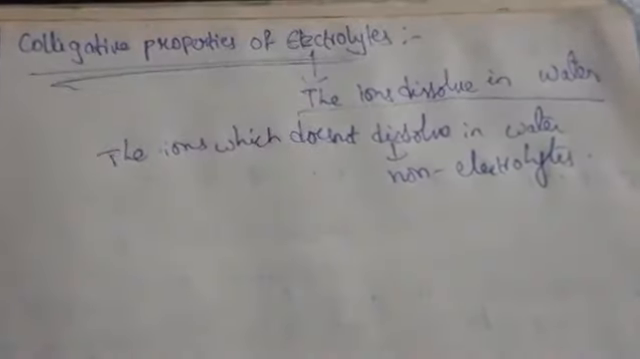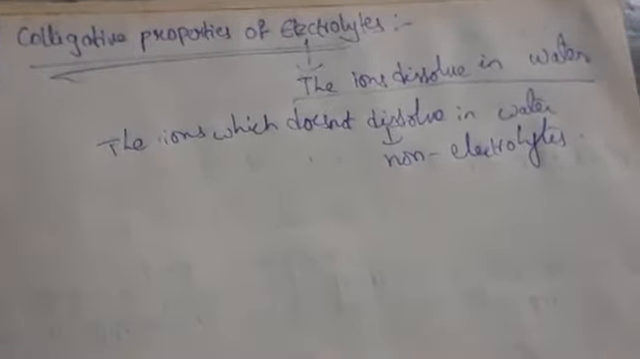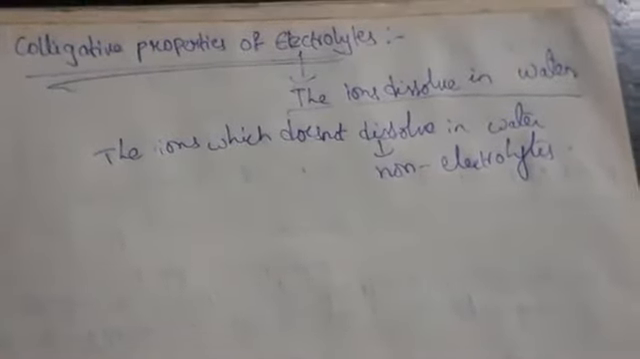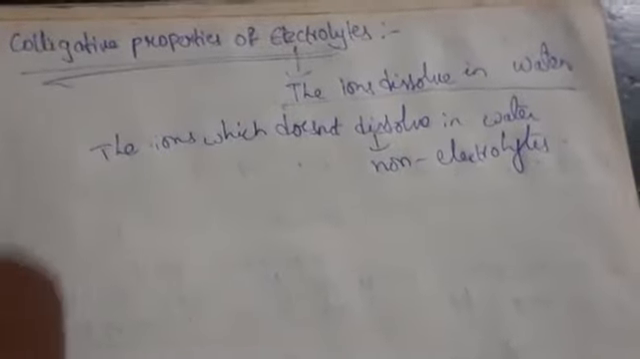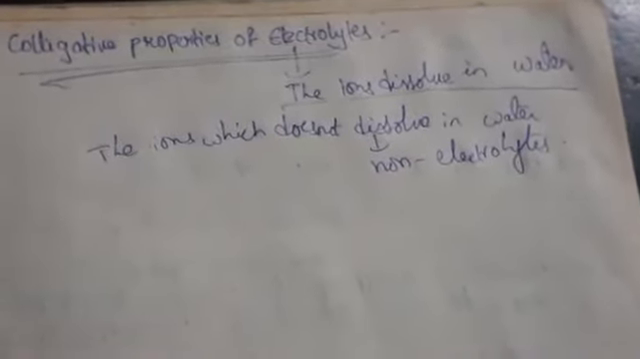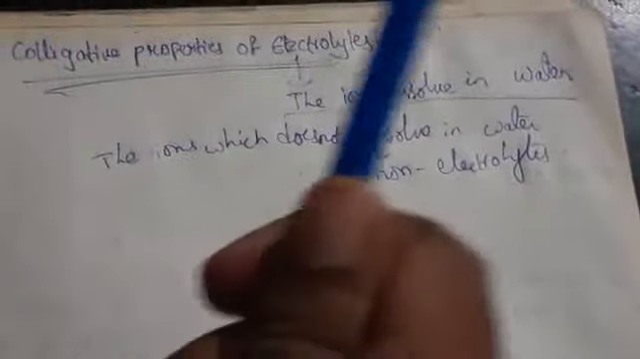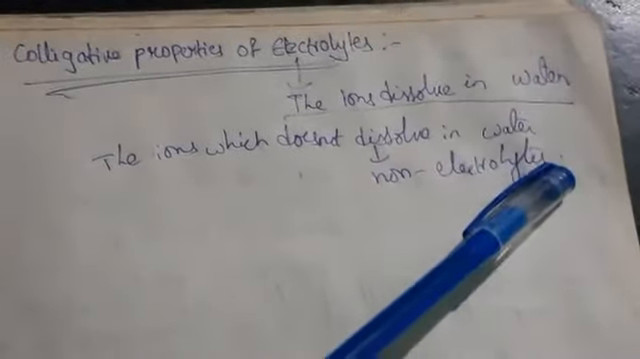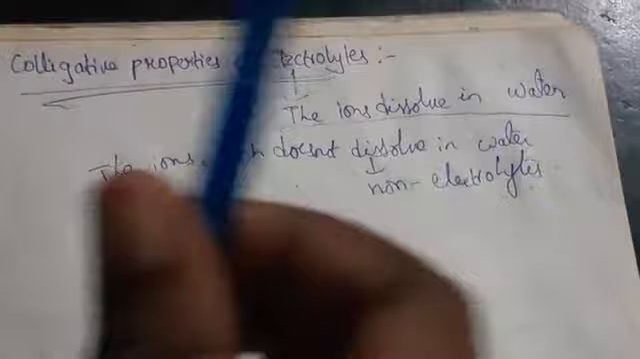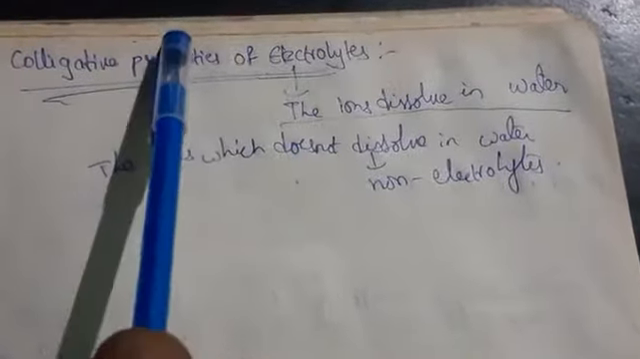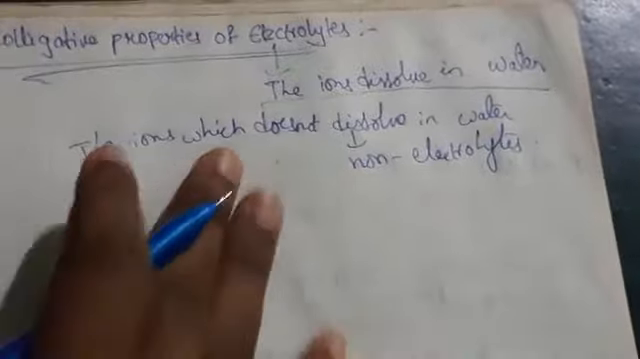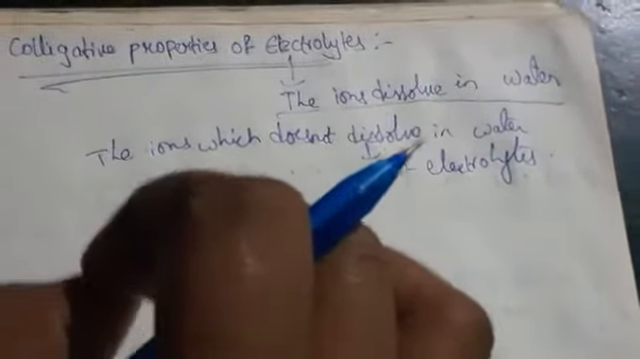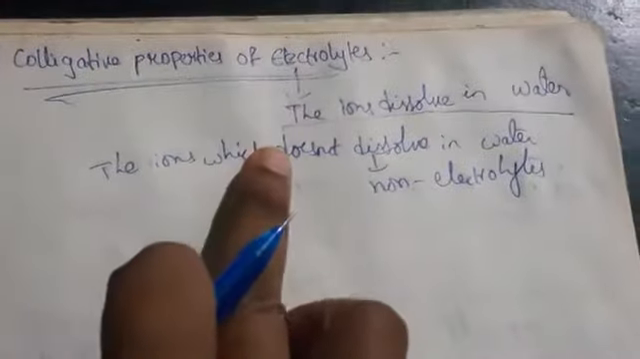Okay, I have told you in the previous class about lattice energy and hydration energy. In lattice energy, when we take NaCl, it is splitting into ions. When water molecules are attracting those ions, that we call hydration energy. So what do you mean by electrolyte? Electrolyte means it will be splitting into ions.